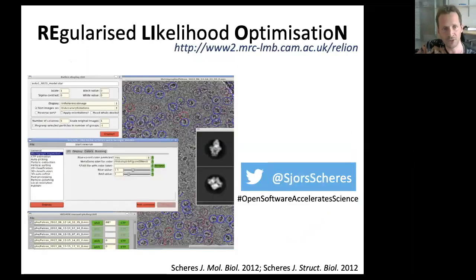So RELION is our software package. It stands for regularized likelihood optimization, because that's what it does, as I will go over in a few minutes. We do this proudly open source, because we think that by keeping the software contributions to the field completely open, everybody can build on each other's successes, and the field will be able to continue to move forward as rapidly as it has done in the past 2 decades. So if you don't mind me ranting about how open software accelerates science, then you can follow me on Twitter.